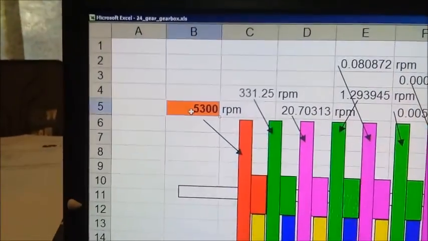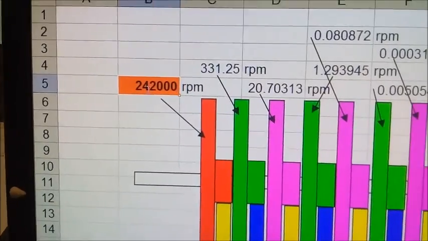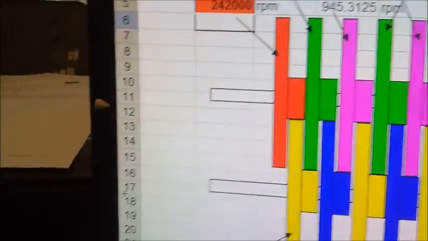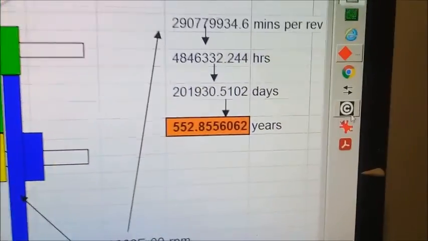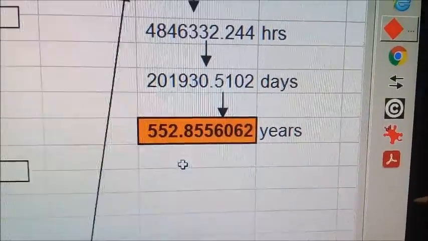25,243 years. And you can see that if we change the input to a very high speed, like say 242,000 RPM, that would update all the values, and it would still only get done in 552 years.